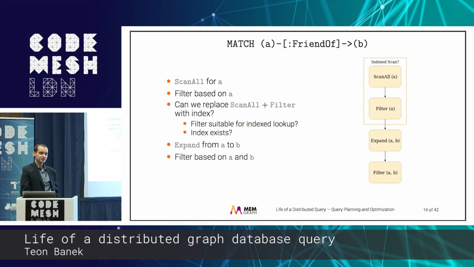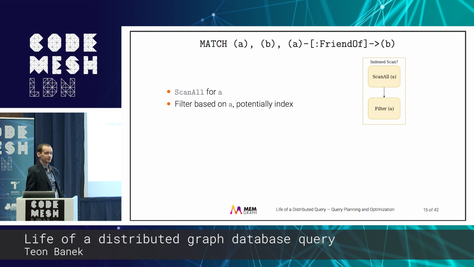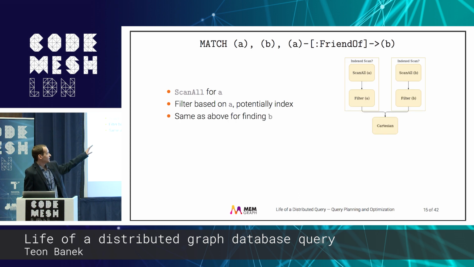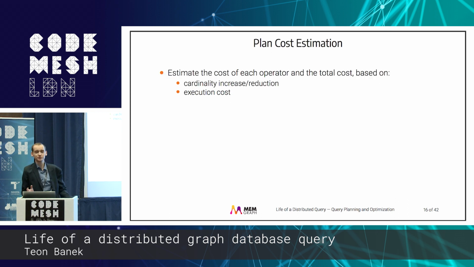The other interesting case is a Cartesian product. So we would find all A's. Then we would find whether we can use the index, and also do the same for B. And now these two branches of operations are merged into a Cartesian product, which then performs an expand, just checking whether the pairs are connected. So how do we choose which one is better?